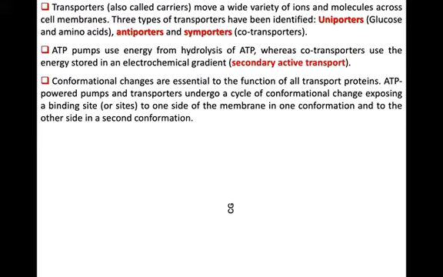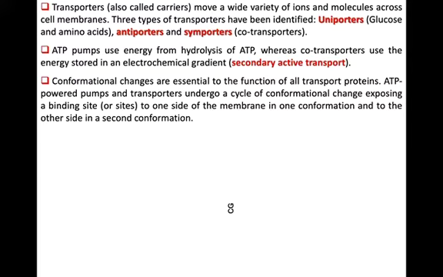In these kinds of carrier proteins, or transporters, in order to do their function, they must undergo conformational changes. And what is a conformational change? Actually, it is a change in the shape of the protein to permit the movement of the ions across the membrane. So these conformational changes are essential to the function of all transport proteins.